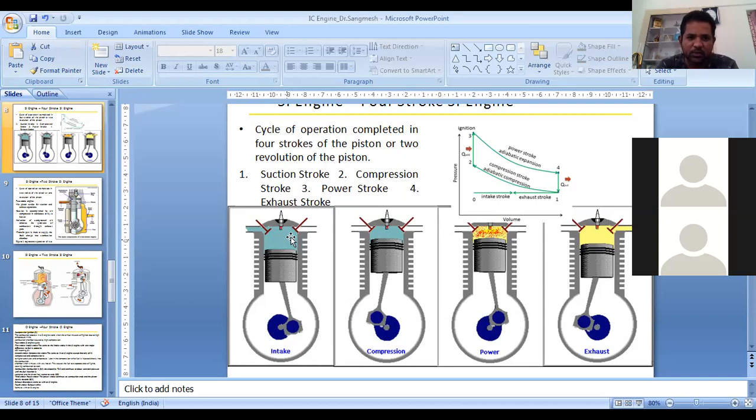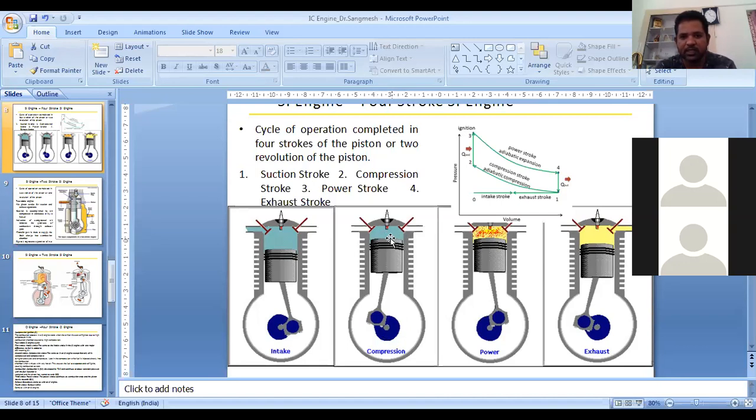Once the air has entered the cylinder completely, by the time the piston reaches BDC, that is bottom dead center, the inlet valve closes and the exhaust valve remains closed. Then the piston starts moving from BDC to TDC in the compression stroke, and the air present in the cylinder is compressed.